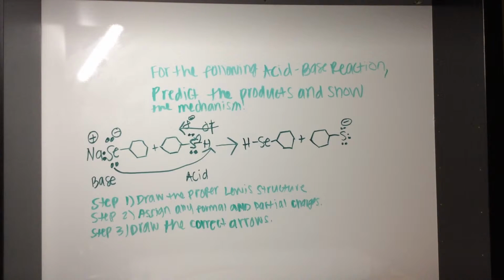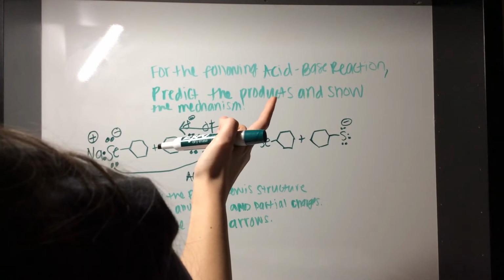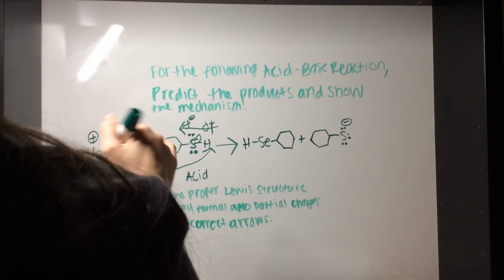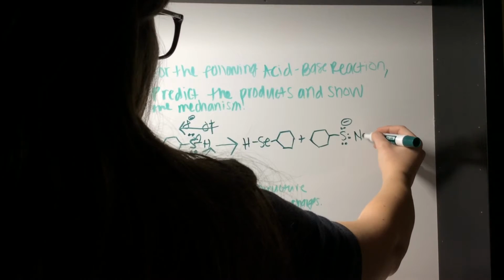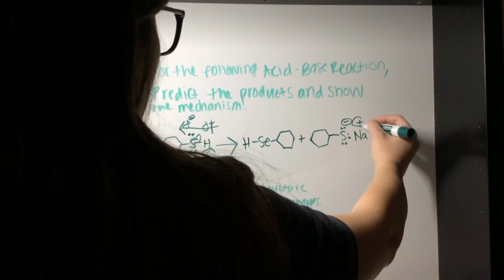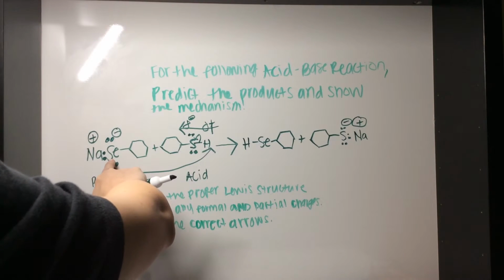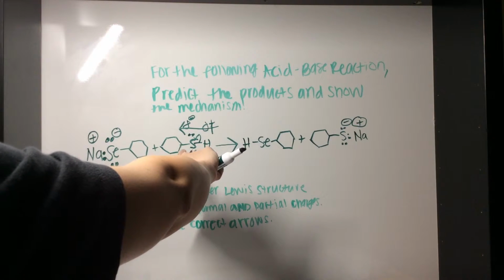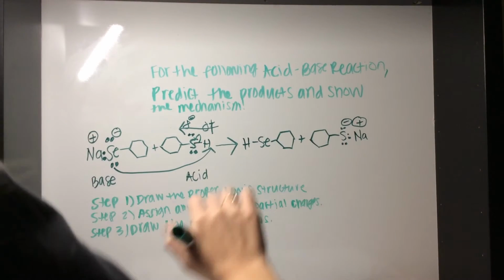So we can't stop right there though, because the sodium doesn't just get forgotten. So we have to show where the sodium forms in this. Since the sodium has a full positive charge, it's going to bond over here in an ionic bond with the sulfur now. So now we've shown how the electrons have deprotonated this molecule and given the electrons in that bond to the sulfur, forming the negative charge.